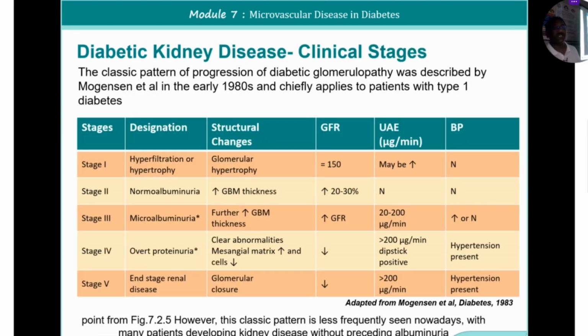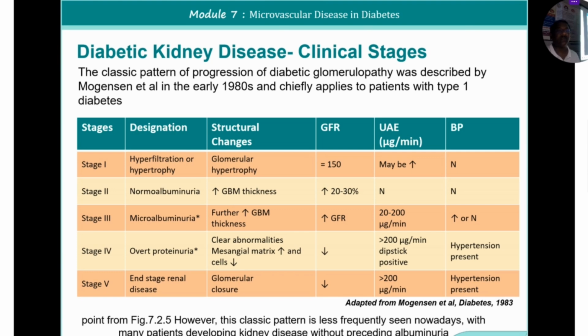So these are the different stages. Stage 1, GFR is more than 90. Stage 2, about 60 to 90. Stage 3, about 30 to 60, again divided into stage A and B. Stage 4, 15 to 30. And stage 5, less than 15.